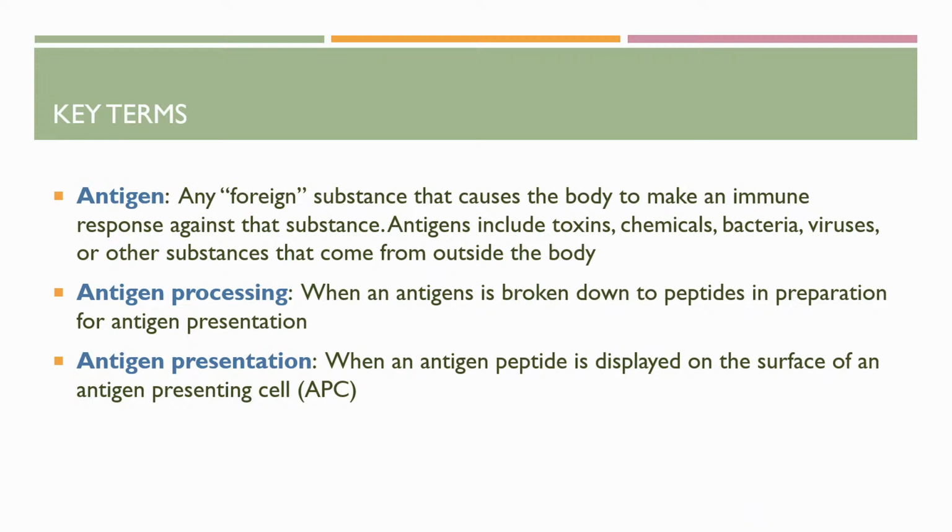We're going to be talking about antigen processing, and so what that means is an antigen is broken down into its peptides, and it's being prepared for antigen presentation. Antigen presentation happens on antigen-presenting cells. So an antigen peptide that's processed is displayed on the surface of an antigen-presenting cell. And the antigen-presenting cell is presenting it to the cells of the adaptive immune response, like B cells or T cells.